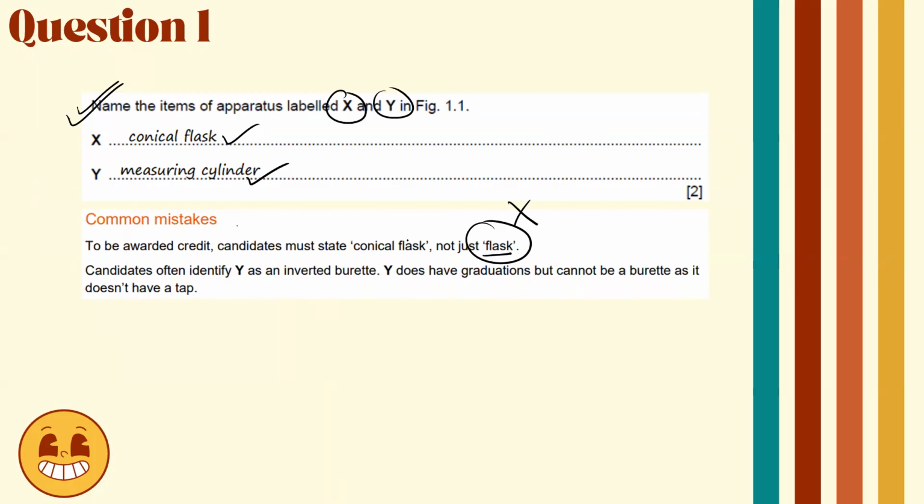Don't write flask. You always have to write whether it is a conical flask or a round bottom flask. And for the tube, you have to write whether it is a delivery tube, a test tube, or a boiling tube, so you have to mention it.